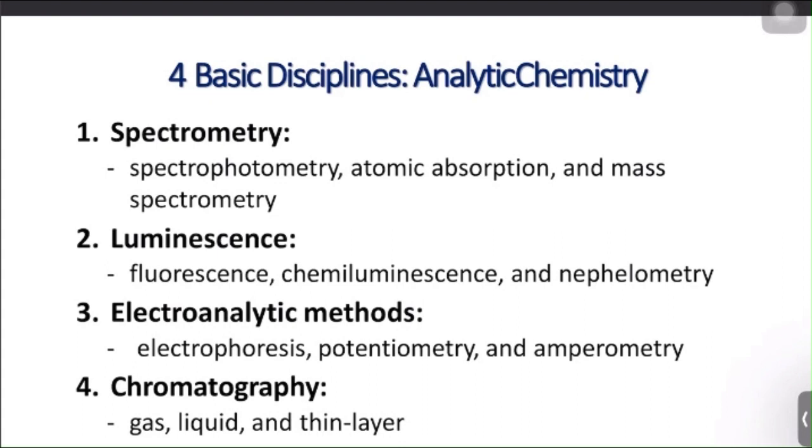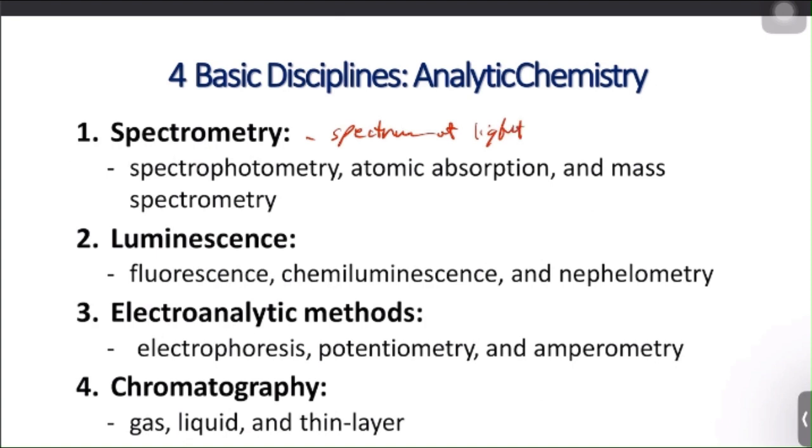So, 4 basic disciplines in analytical chemistry. You do have methodologies within clinical chemistry. First is your spectrophotometry, or spectrometry. Examples of spectrometry are spectrophotometry, atomic absorption, and mass spectrometry. So, this is the methodology in order for you to conduct a test. And spectrometry uses a spectrum of light, in order for you to isolate or have a reaction for a specific analyte. Okay? So, this is a spectrum of light.